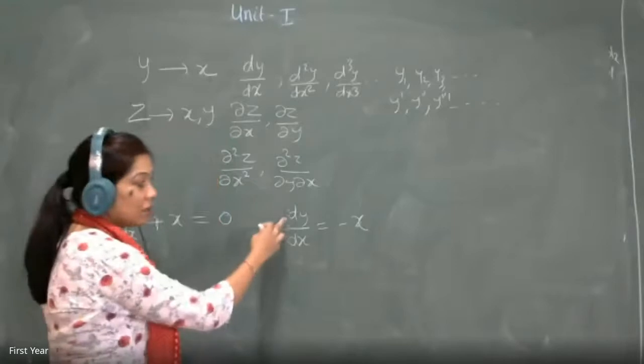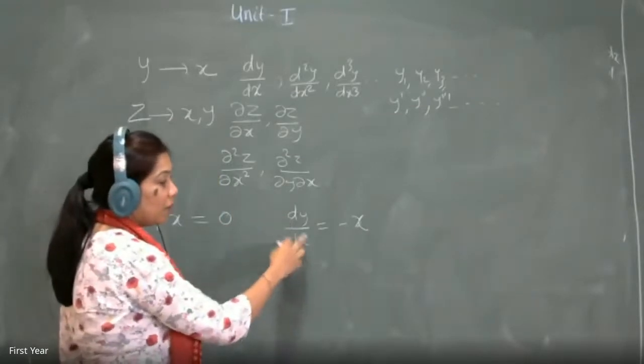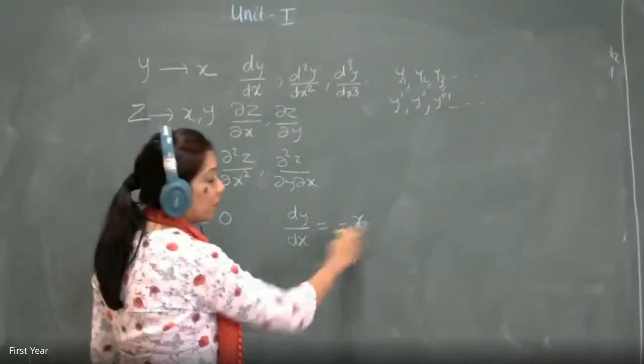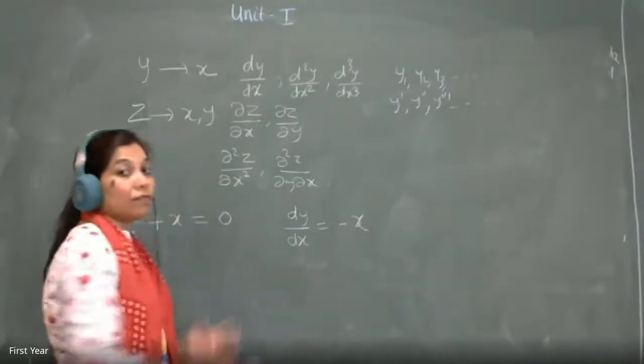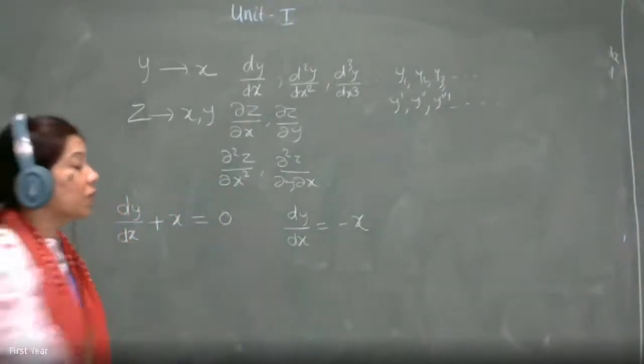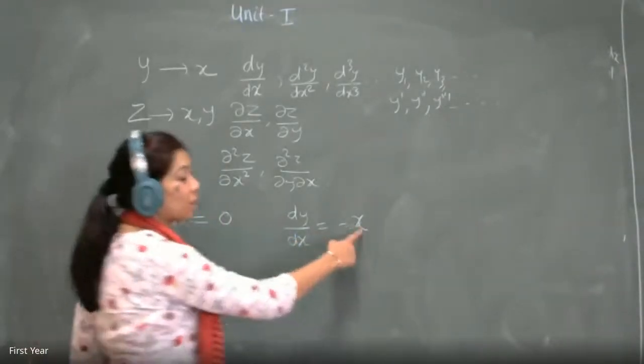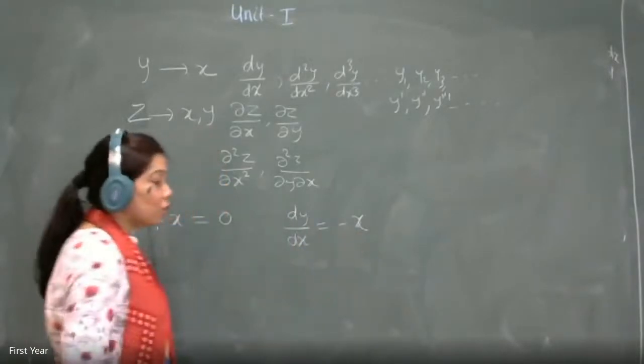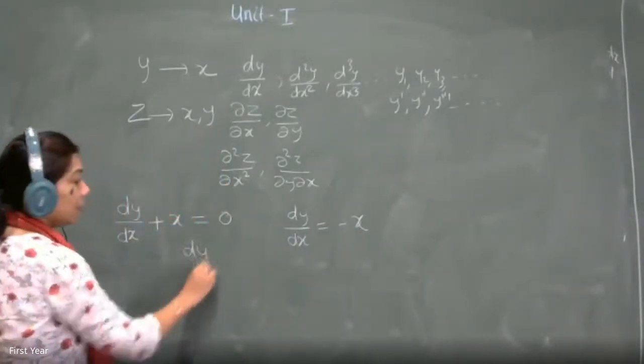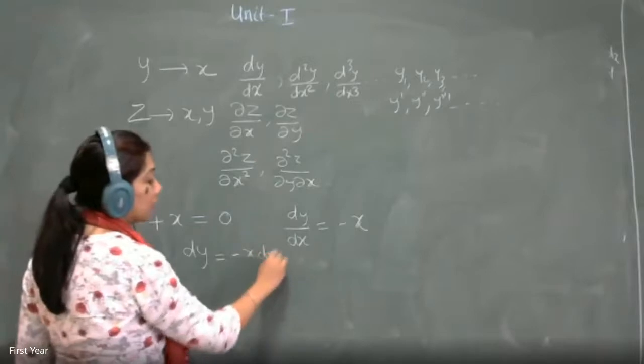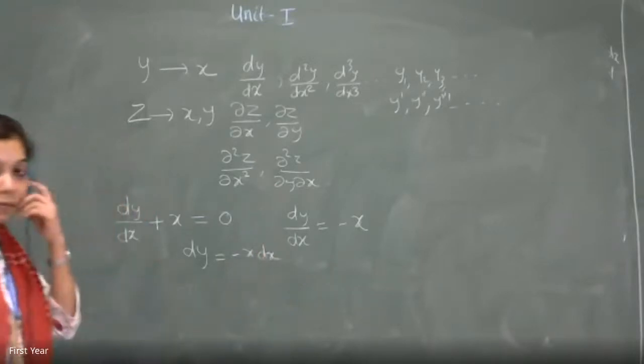That is, dy can be written on one side, and x can be taken along with dx. This is called separating the variables. Along with dy there should be y, along with x there should be dx, and you solve. So what do you get? dy is equal to minus x dx. Correct? So how will you get the solution then?